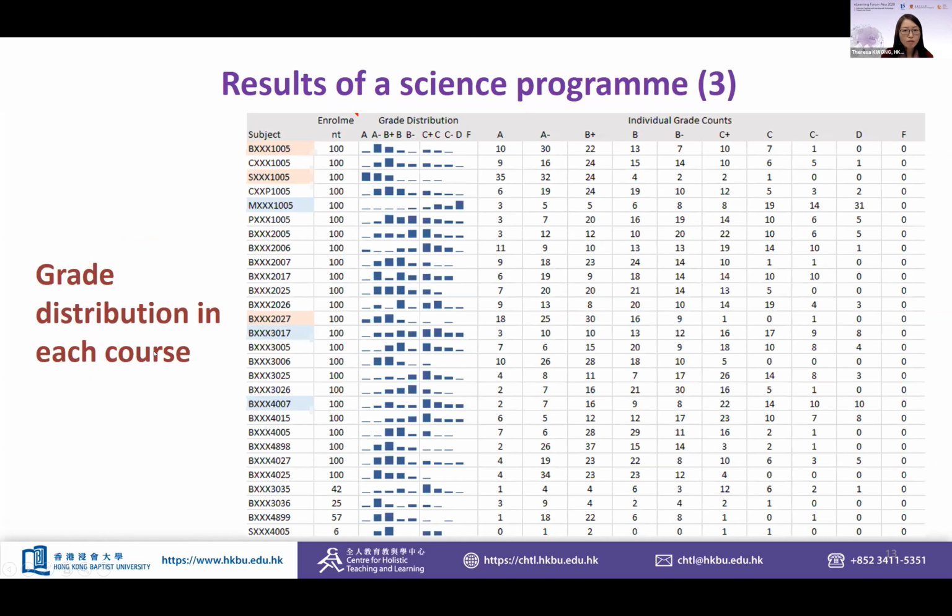Is this something wrong for some of the courses? Whether the grades are left skewed, that is, having too many A's. Yeah, now I have to make it clear. The Hong Kong Baptist University adopts an outcome-based teaching and learning approach, as well as criterion-based referencing.